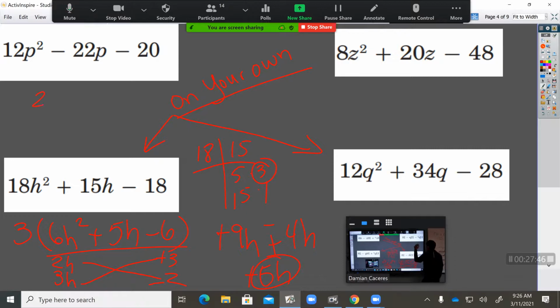So now we have 2h plus 3 on one binomial. On the next binomial, it's the bottom part here, 3h minus 2. And you can't forget at the end to bring down what you factored out. So these here are our factors.